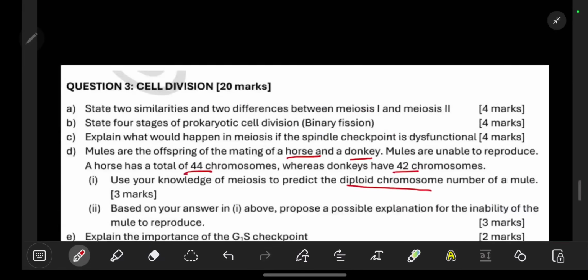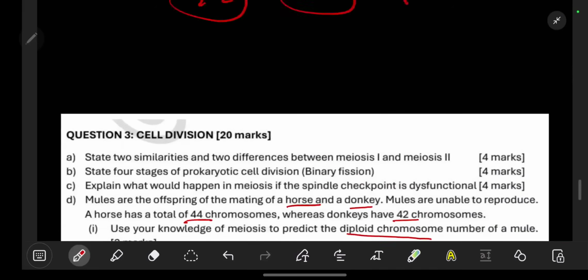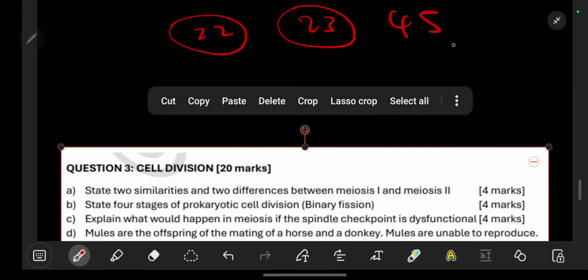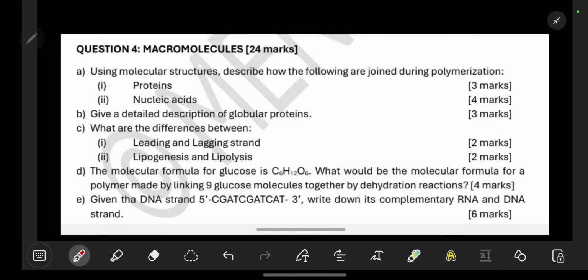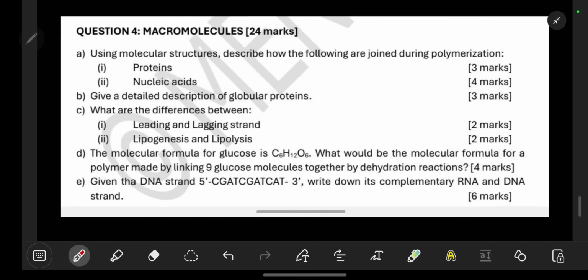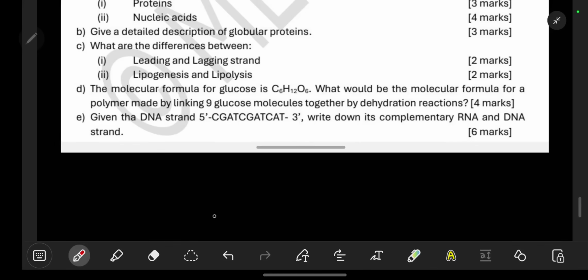Let's look at our last set of questions, which is question 4. So we are here using molecular structures. Describe how the following are joined during polymerization. So the molecular structure of proteins. So we have amino acids. You can watch that video. So amino acids will look like this.